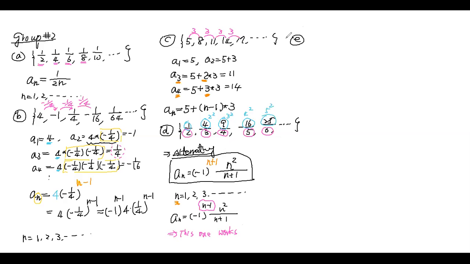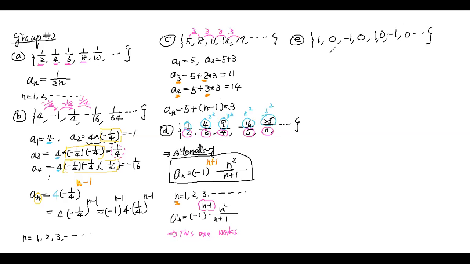Okay, the last problem for this practice is also a very interesting one. So this is 1, 0, negative 1, 0, 1, 0, negative 1, 0, right? So this one is alternating. Then you ask, what function will give me 1, 0, negative 1, 0, 1, 0, negative 1, 0, right?